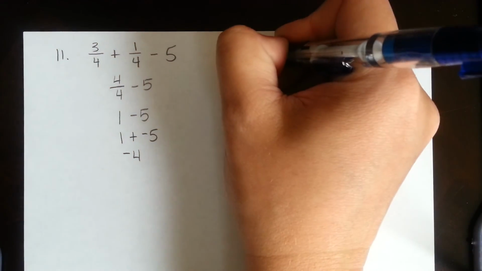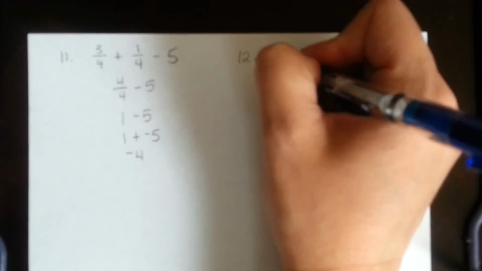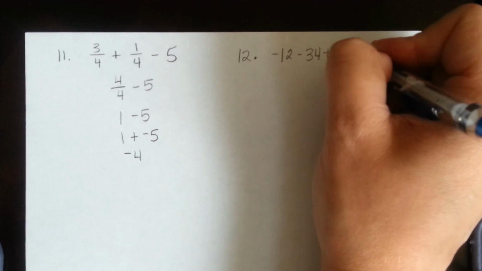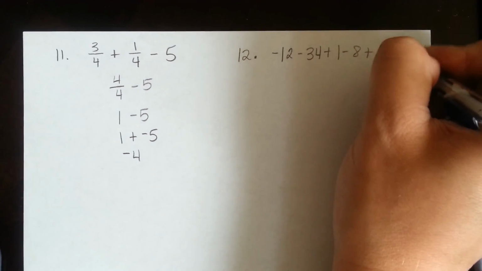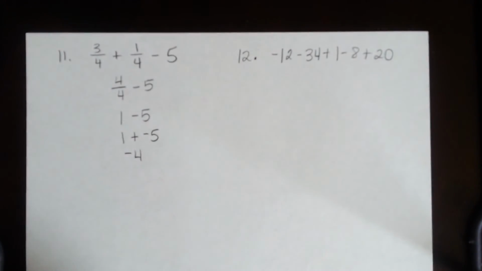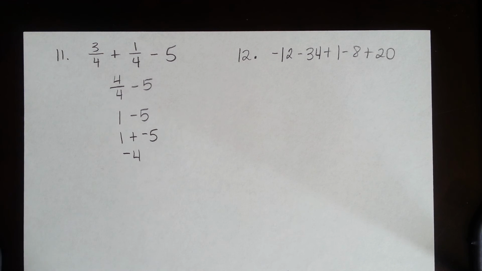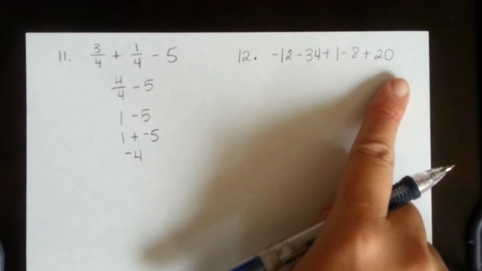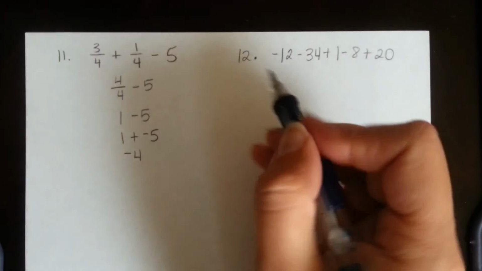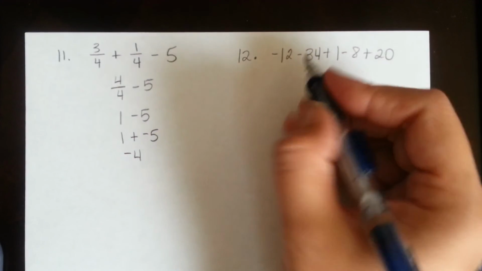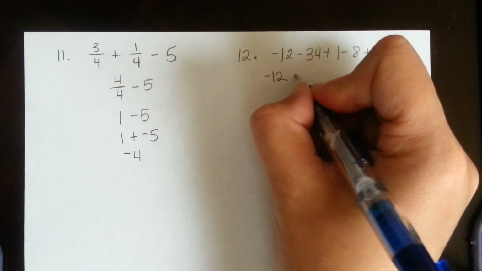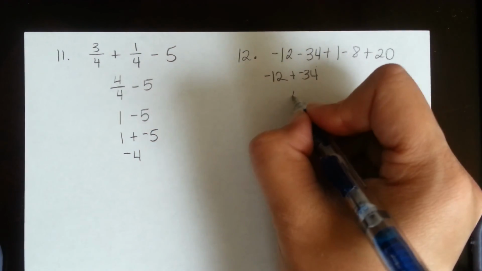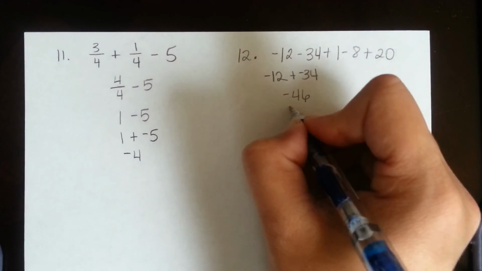Problem number 12. We have negative 12 minus 34 plus 1 minus 8 plus 20. A lot of numbers here to deal with. Notice we don't have any parentheses, any exponents, or any multiplication or division, so we're just going to go in order from left to right on our add and subtract. Here we have subtraction problems. We're going to change it to addition. Negative 12 plus negative 34. Signs are the same, so we're going to add the numbers, keep the sign, so that becomes negative 46.